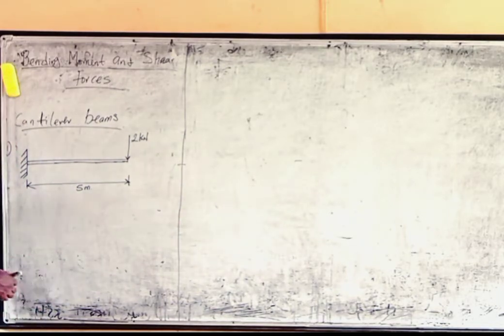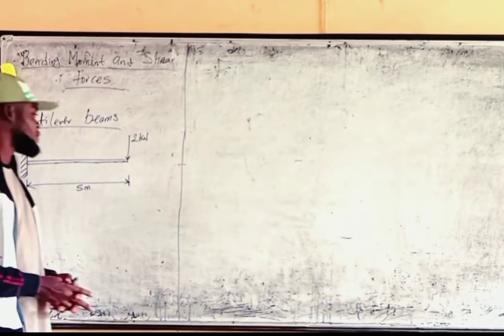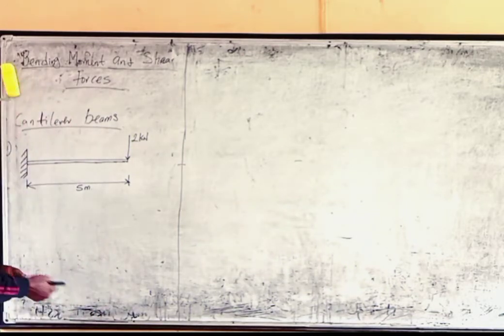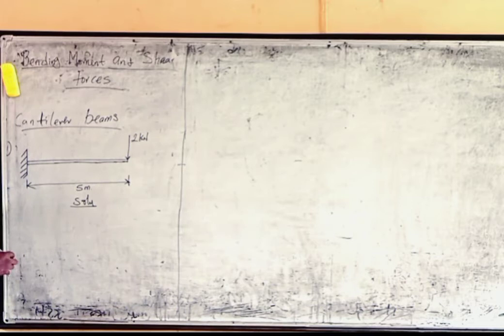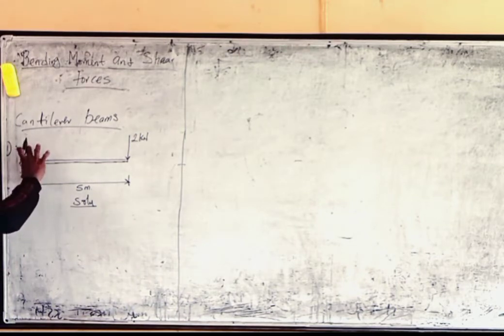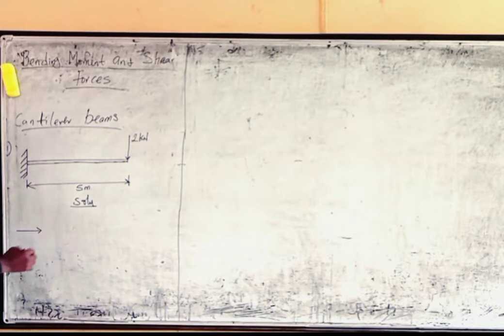So the first thing I'm going to do now is to show the forces that are acting. So let's draw the free body diagram. That's the first thing. Solution. So we are going to draw the free body diagram of this beam. We have three reactions in this place. We have the horizontal reaction, we have the vertical reaction, and we also have the moment about this point.